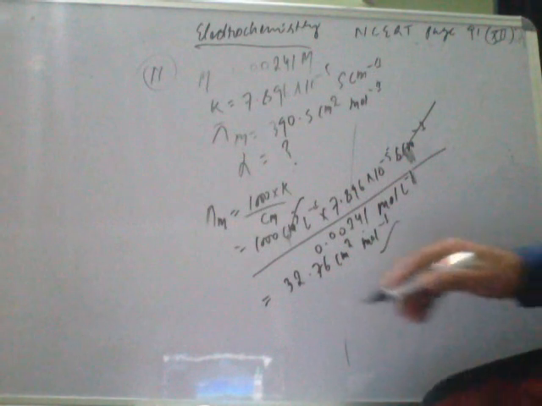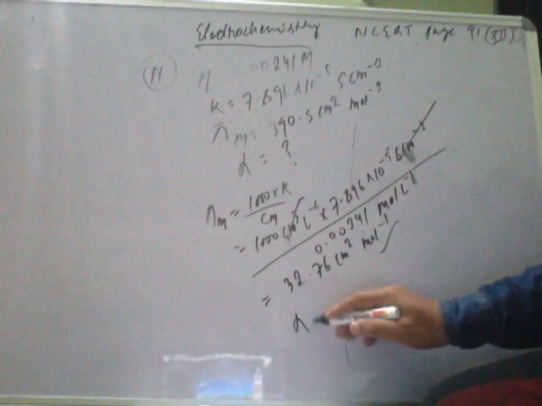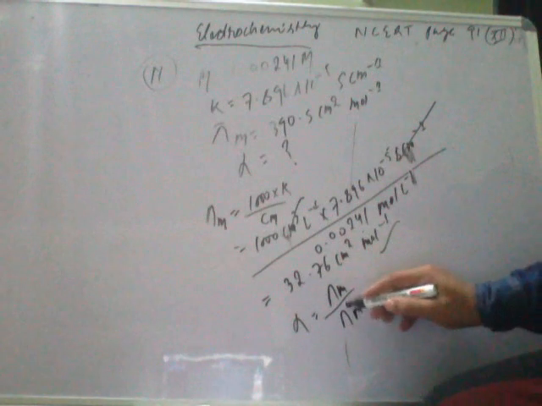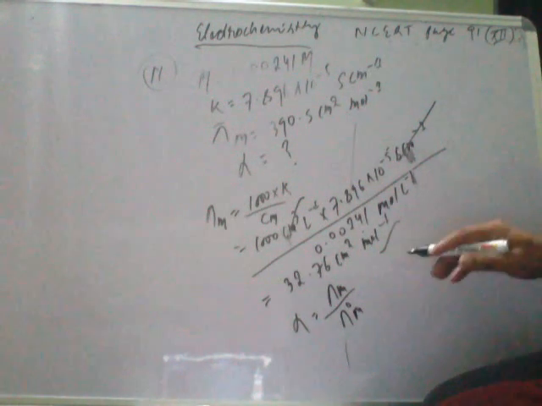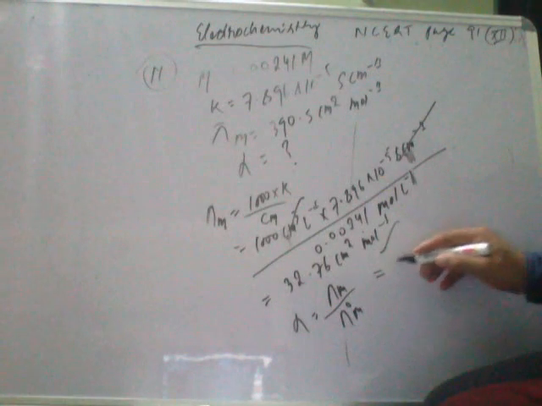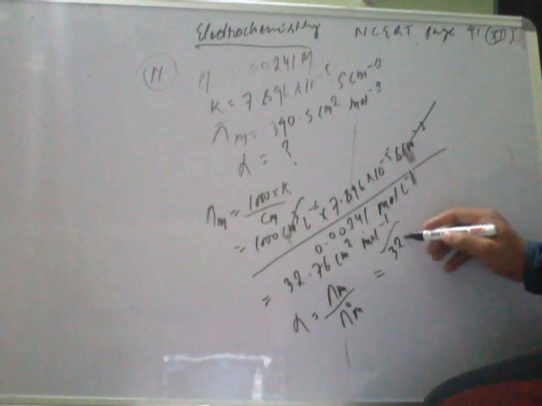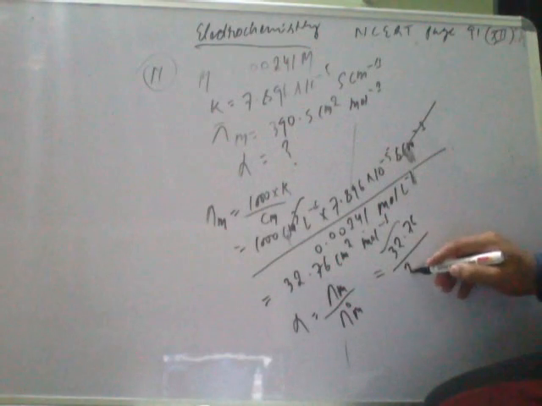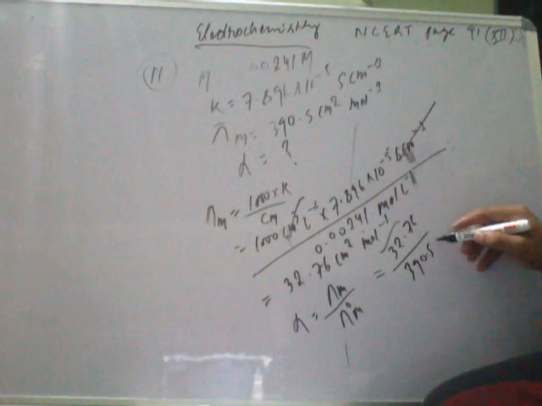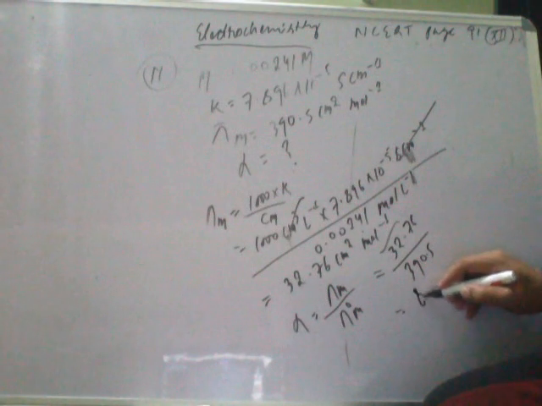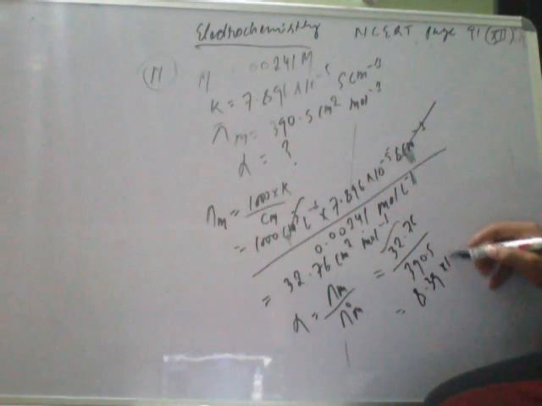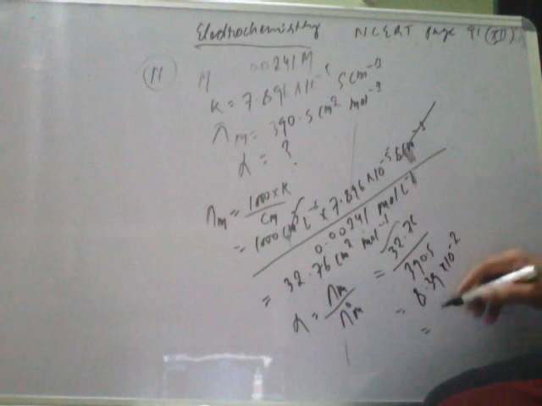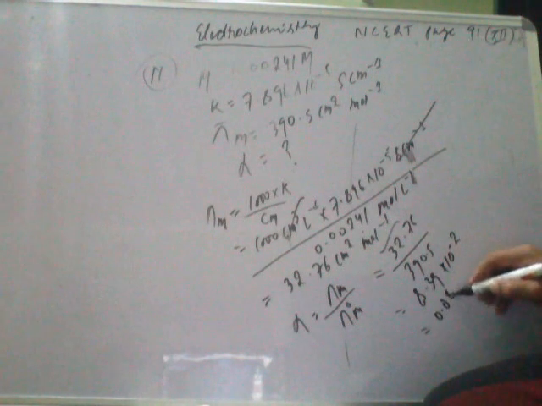Now you must be knowing the degree of dissociation alpha is Lambda m upon Lambda m naught. Here, Lambda m you have got 32.76, divided by 390.5. When you calculate it, you get 8.39 into 10 to the power minus 2, that is 0.0839.